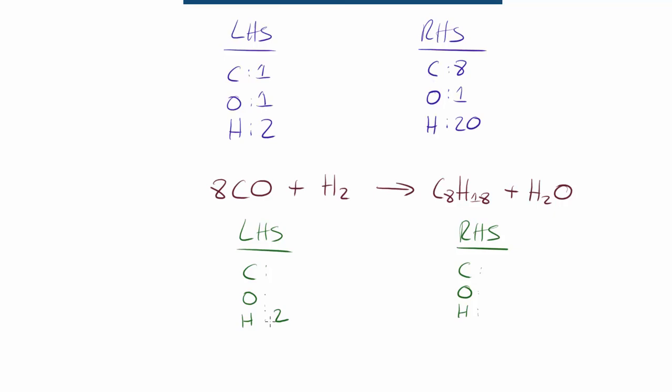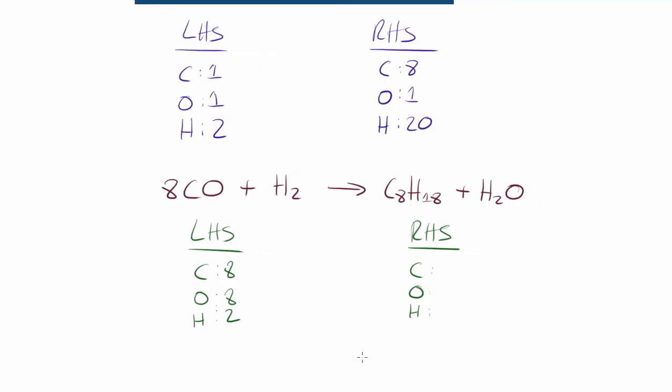For oxygen, on the other hand, we've put an 8 in front, so it's going to be 8 times the O. We're going to have 8 oxygens, and carbon similarly is going to be 8. On the right hand side, we didn't change anything, so it's going to be exactly what it was before. So it would just be 8, 1, 20.